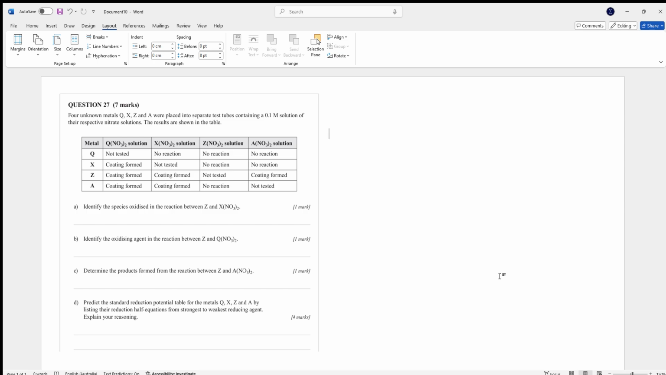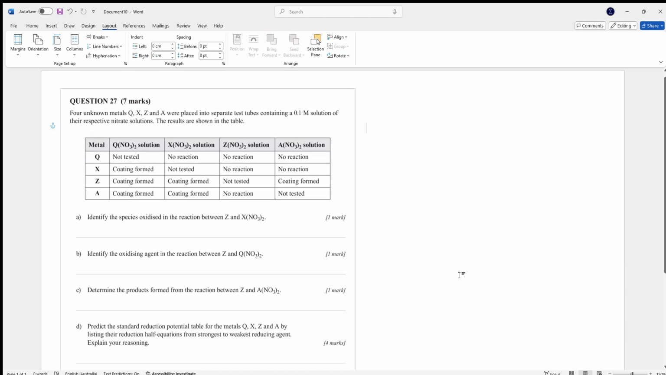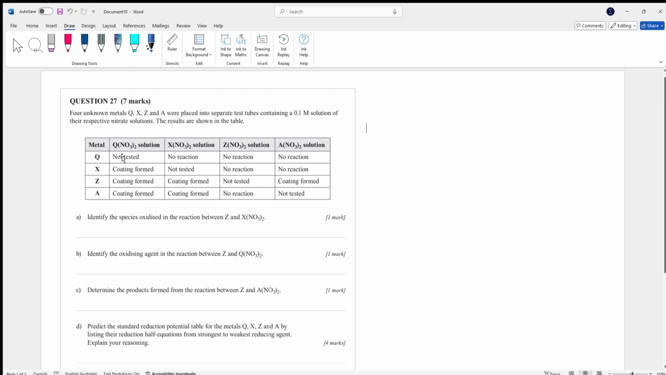Okay. First of all, let's understand what oxidation and reduction is, okay? Oxidation is the loss of electrons. Reduction is the gain of electrons, okay? In this table here, they're talking about not tested, coating formed, no reaction, all that stuff. This is information that tells us what is happening when you have these two particular things next to each other. So first of all, hopefully you can understand why they're not going to test the solution against its solid, because it's not going to react at all, okay?